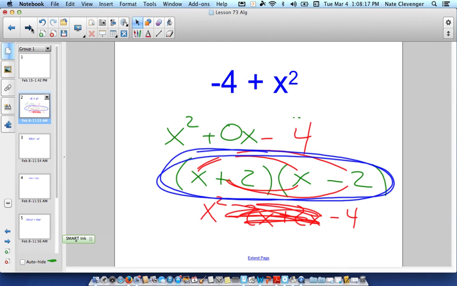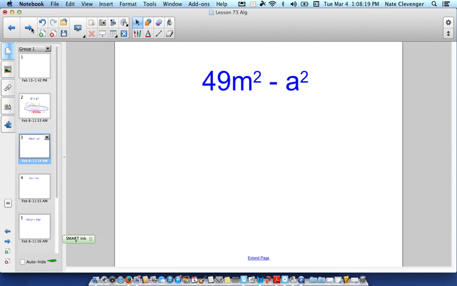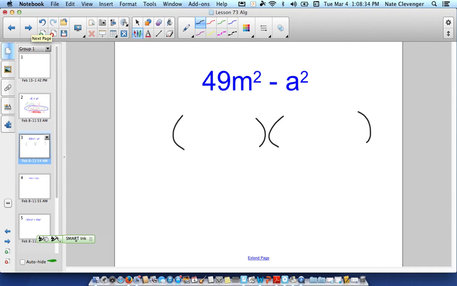So let's get to the simplification of it. Looking at this, do we have a difference of two perfect squares? Can we take the square root of 49m squared evenly? Can we take the square root of a squared evenly? Do we have a difference between them? So then we can factor this into two binomials, one with a plus sign, one with a minus, and then the square root of 49m squared is 7m, 7m. The square root of a squared is a and a.